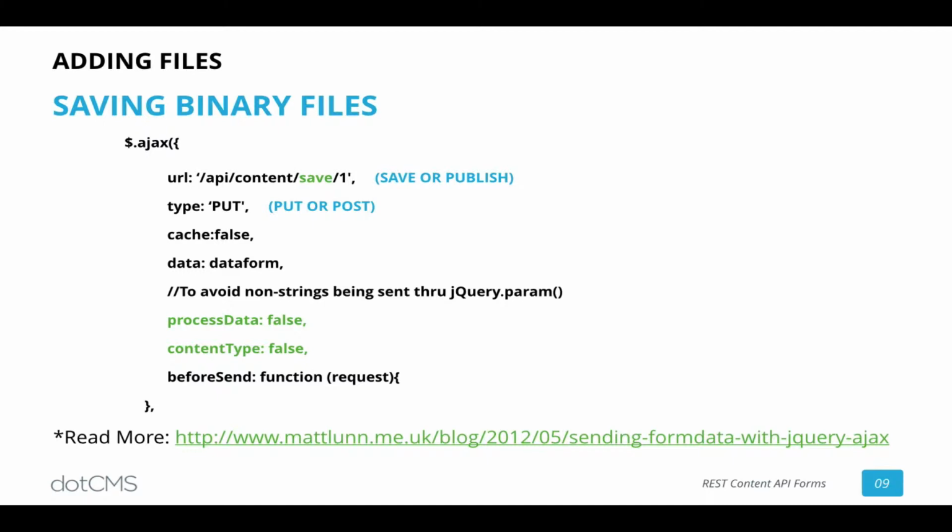It is important to mention that when attaching binary files, the processData and contentType parameters must be set to false before submitting the form. Otherwise, jQuery will try to run non-string data through jQuery.param to serialize object keys, and this does not play nicely with form data and will result in errors. Simply setting these two properties to false will avoid binary files from being sent through the serializer before the submit.